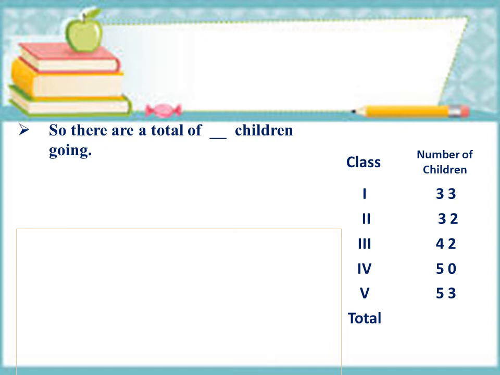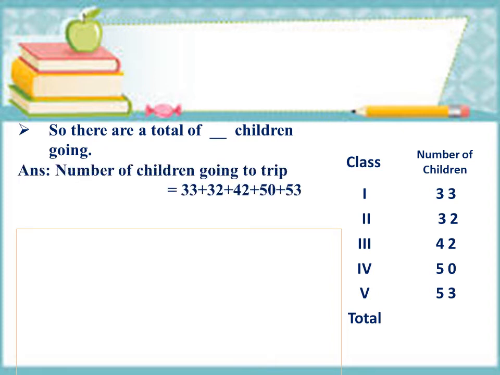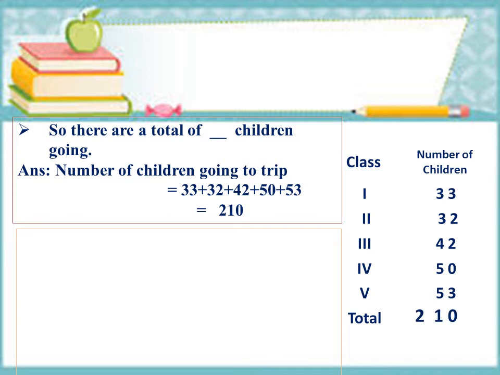So for that, what we have to do? We have to add the number of children of 5 classes. That means 33 plus 32 plus 42 plus 50 plus 53. So while adding, we will get 210 children. So the number of children going on the trip is 210.